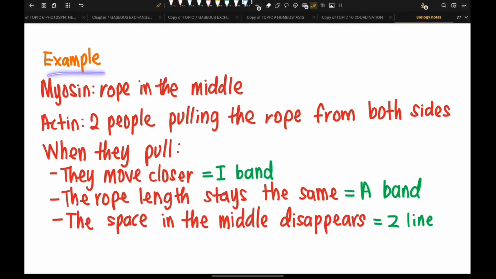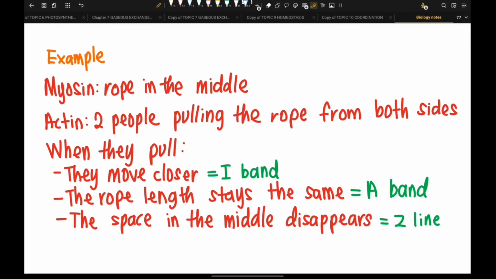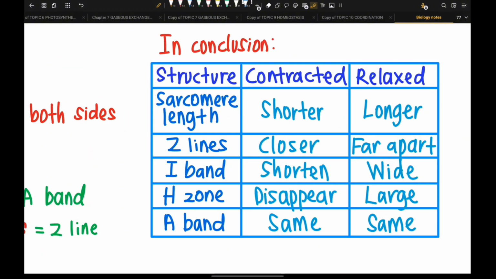So here is an example, so you can have a better understanding. We assume a myosin is a rope in the middle, and actin acts like two people pulling the rope from both sides. When these two people pull the rope, they move closer, which we assume is the I-band. And then the rope length stays the same, same as the A-band in the sarcomere. And then the space in the middle disappears, just like what happens with the Z-line in the sarcomere in fully muscle contraction. So what can I conclude here?